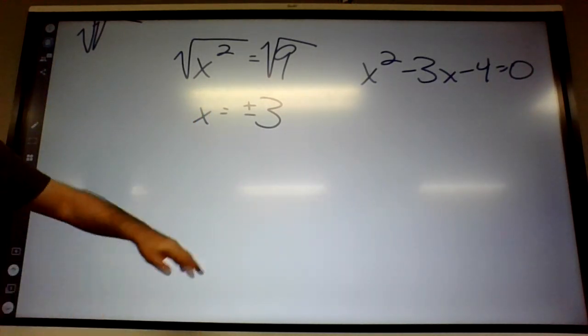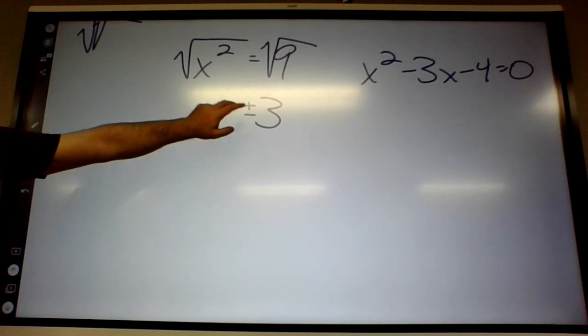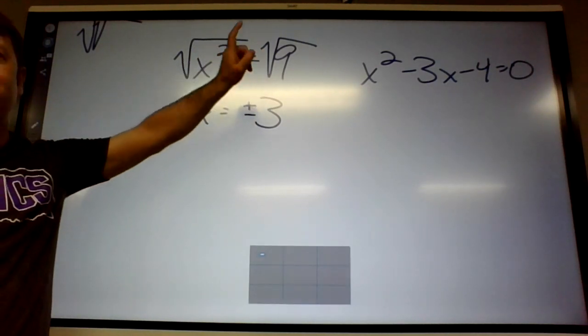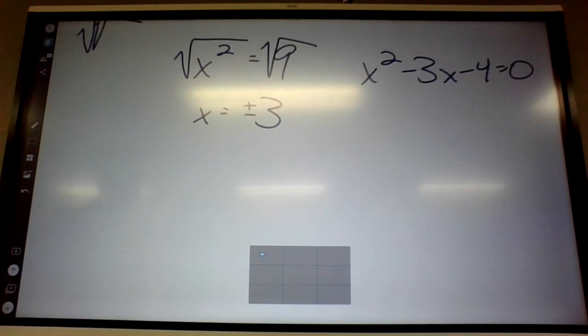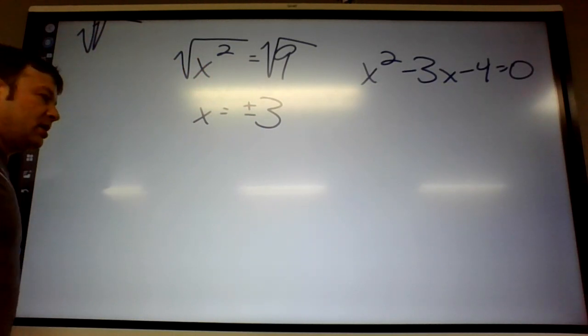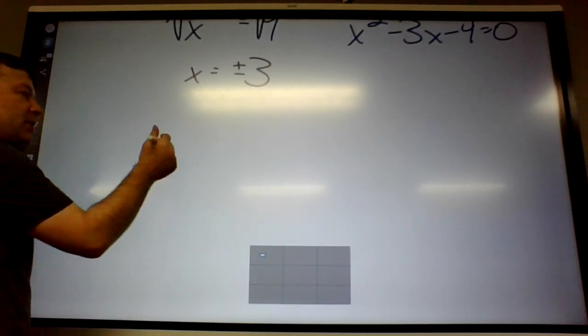Okay, does that make sense? So we're going to have to put plus or minus on all these because negative 3 squared is also positive 9. Negative 3 times negative 3 is also 9.